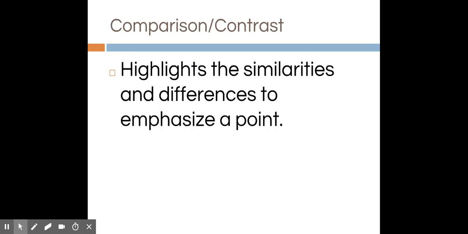Then we've got comparison contrast. This is a type of essay that you will be writing, namely for your book club essay. You may choose to do some comparison and contrast in your Hamlet essay as well, but it won't be necessary. The point of a comparison and contrast is it's highlighting similarities and differences to emphasize a point. Now, what I want to emphasize here is that the purpose of highlighting the similarities and differences is to emphasize that point, and you're not just saying, these things are the same, these things are different.